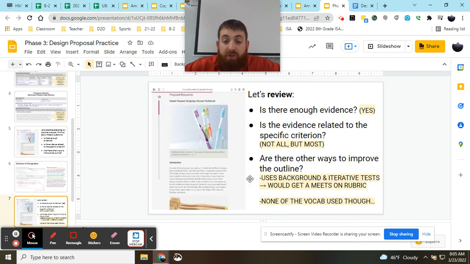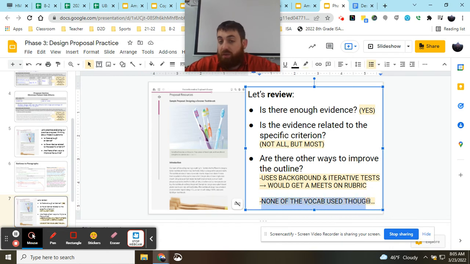Last but not least, are there ways to improve this? So they use their background in iterative tests. They use two really strong pieces of evidence. They would get the meets on the rubric. If that's what they're going for, great. If they want the exceeds, they'd have to look at that part of the rubric. The one thing I would say is none of the vocab was used, though. If we look at that paragraph, they didn't use any vocab.